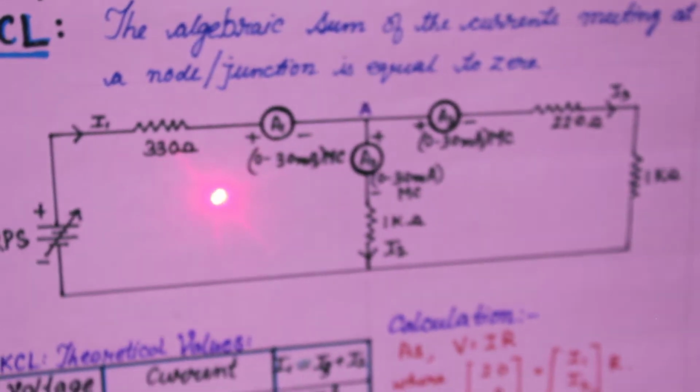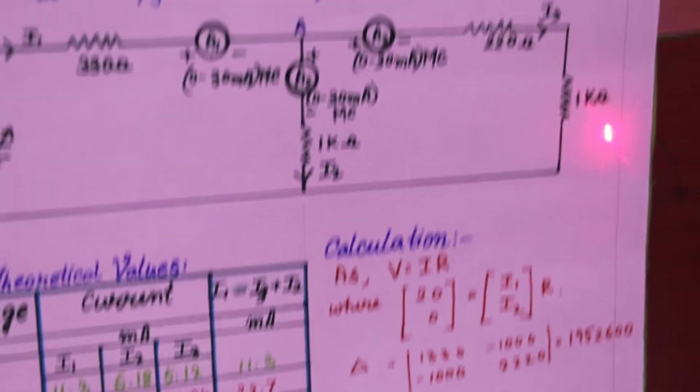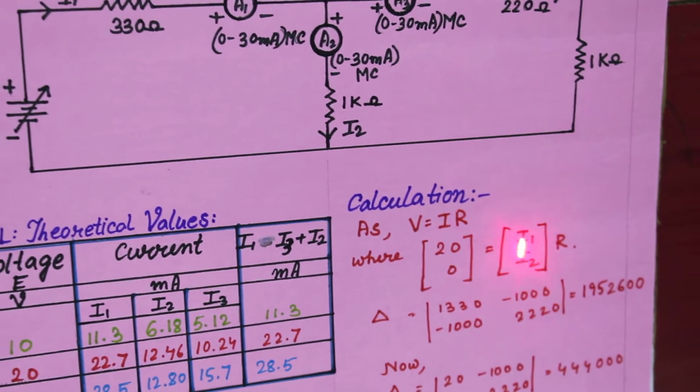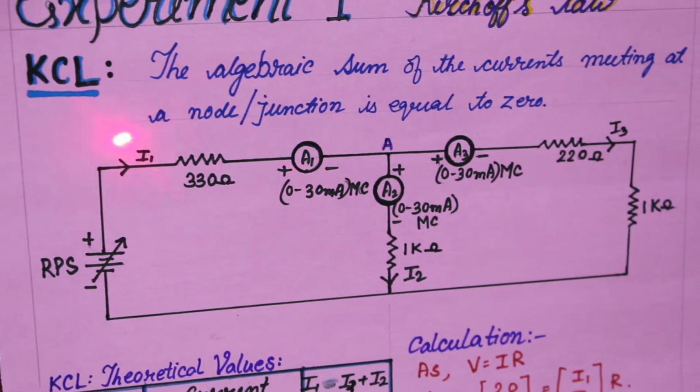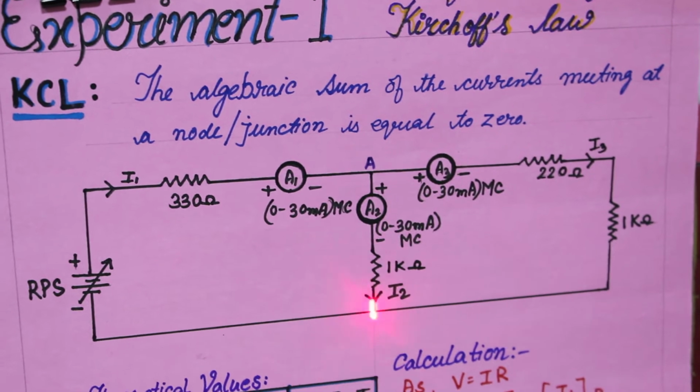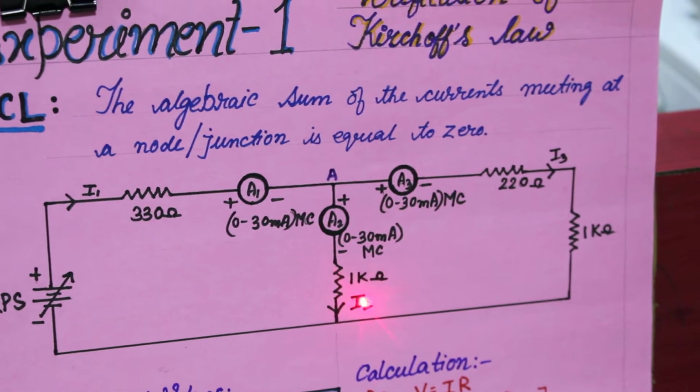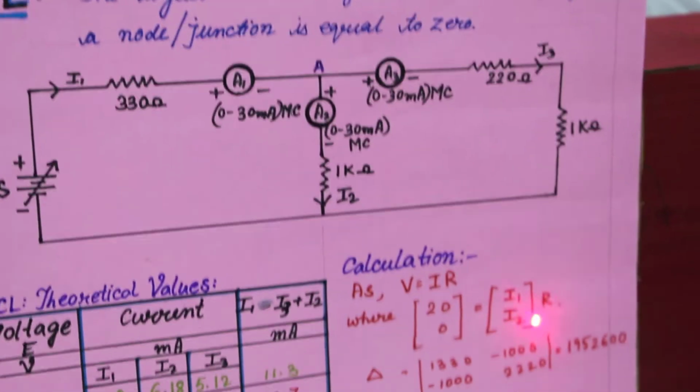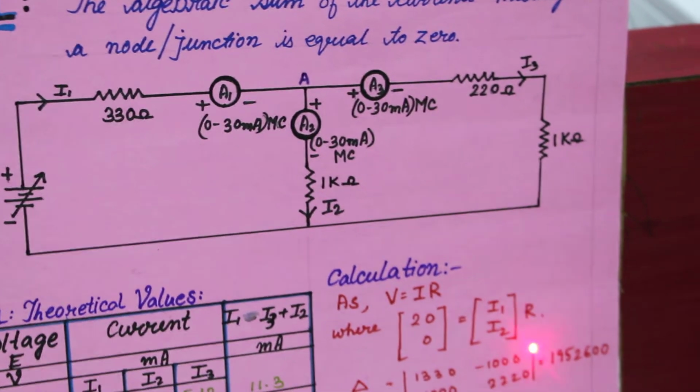If you take each loop, the first has the voltage source as 20, the second loop does not have one. The unknown components are the currents in the loops. It is not the capital I1 or I2; it is just the current in the first loop taken as I1 and the current in the second loop taken as I2. So I1, I2 into R. Now we'll find out this R matrix.